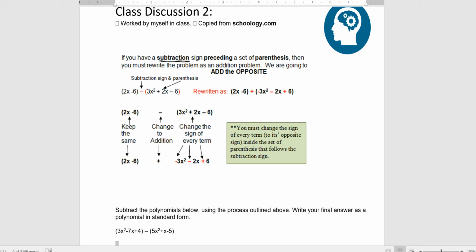If you have a subtraction sign preceding a set of parentheses, then you must rewrite the problem as an addition problem. So basically we are going to add the opposite. So here's what you need to know.